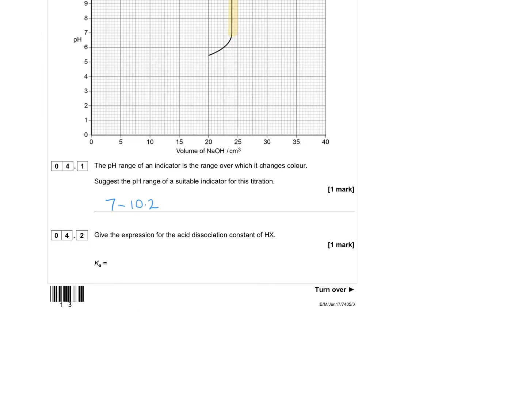It then says give the expression for the acid dissociation constant of HX. So this would be just like what we've learnt about for HA, but we're going to put an X minus everywhere where we would previously have put an A. So HX, H plus, X minus on the top and HX on the bottom. Just like all equilibrium constants, it is products over reactants.